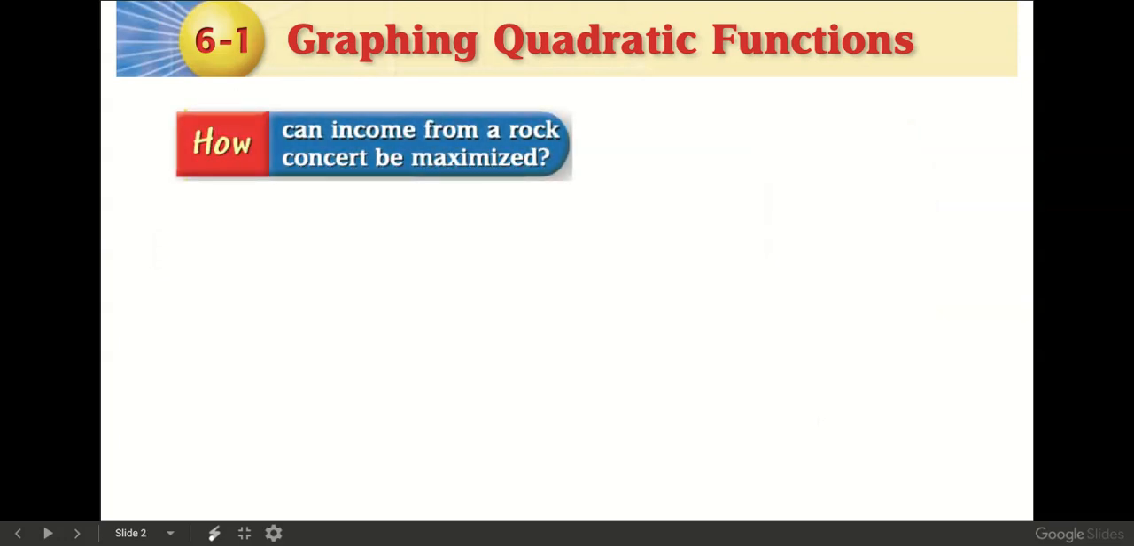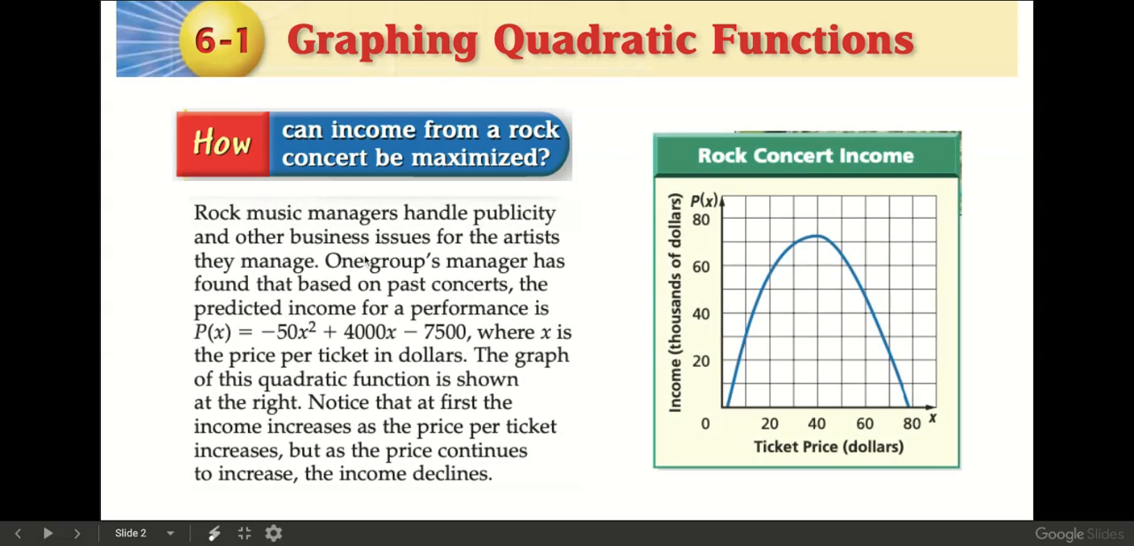So, how can income from a rock concert be maximized? Rock music managers handle publicity and other business issues for the artists they manage. One group's manager has found that based on past concerts, the predicted income for a performance is P of X equals negative 50X squared plus 4000X minus 7500, where X is the price per ticket in dollars. The graph of this quadratic function is shown at the right.